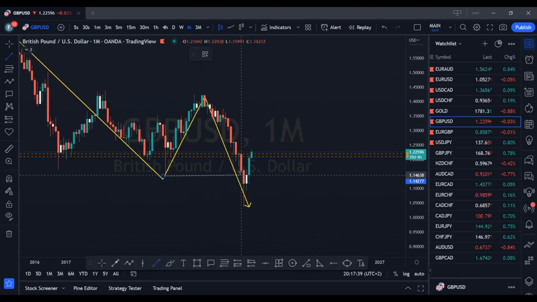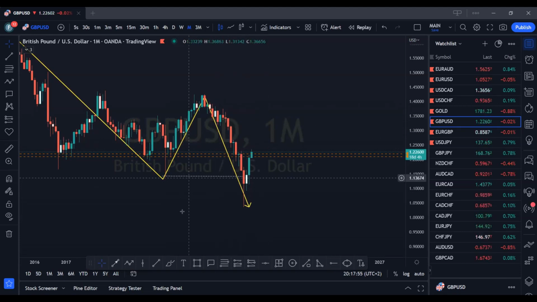Now, one candle for me is enough. If the body of one candle breaks below a breakout structure, that is enough. That validates this impulsive move here. So that means there's a supply zone here.